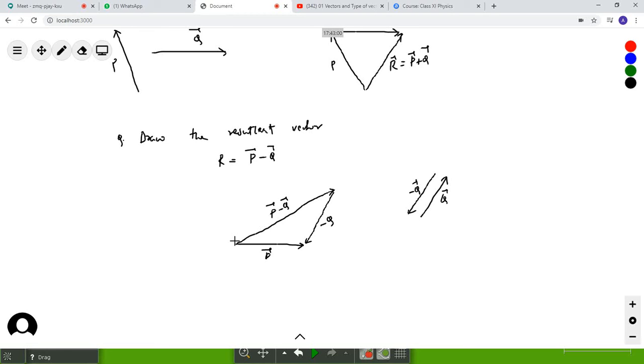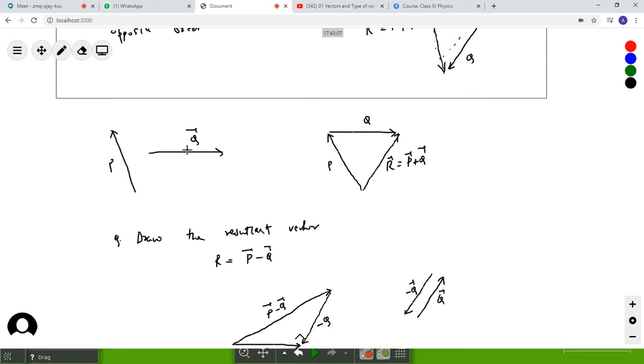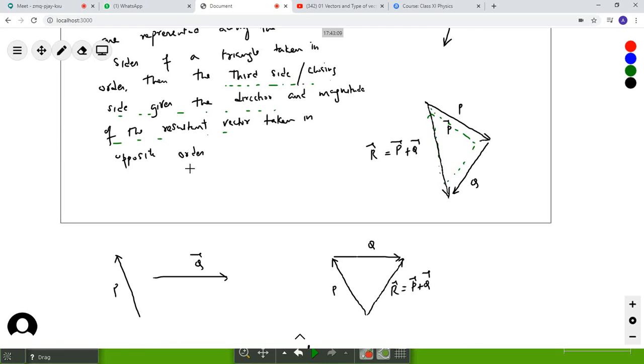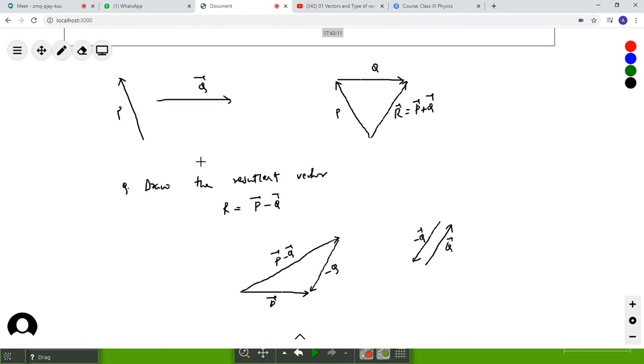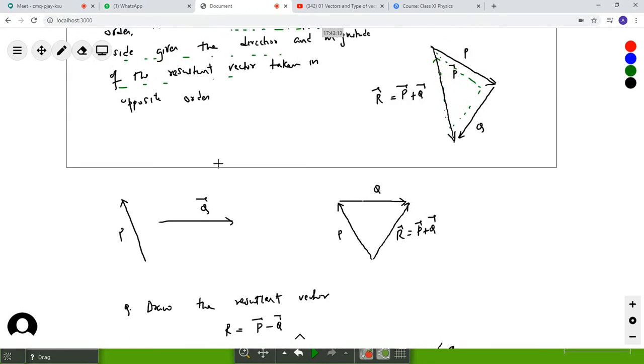Yes, sir. This is subtraction of vectors. This is how you subtract two vectors. Okay? We will see that. So this is the triangle law of vector addition. Nothing much to know in this, because the most important one is the parallelogram law of vector addition.